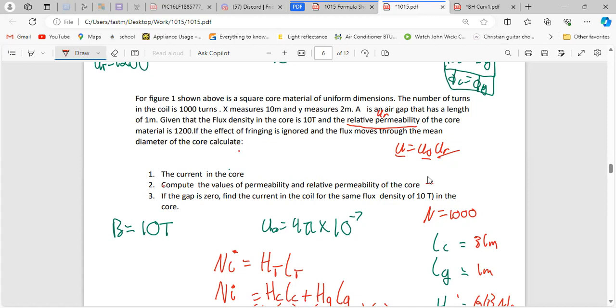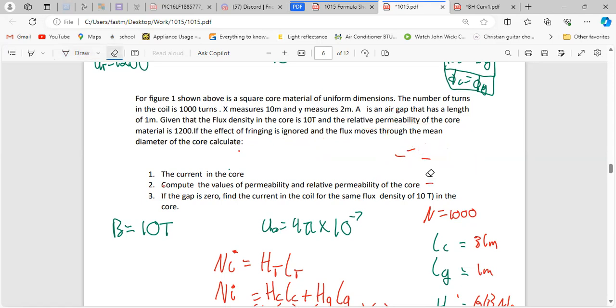But in some questions, they will just give you the permeability of the core material, which is just mu. So you have to read the question properly. If they just give you mu alone and they ask you for the relative permeability of the core, now you have to use this equation here, transpose for mu r, so you end up with mu on mu zero, which you know already.